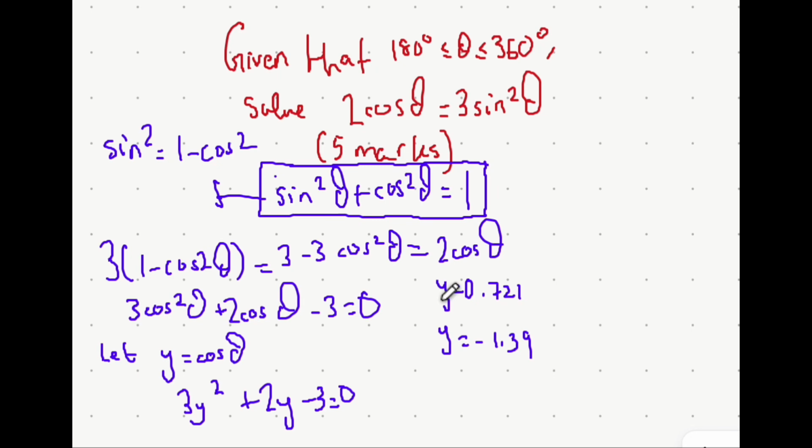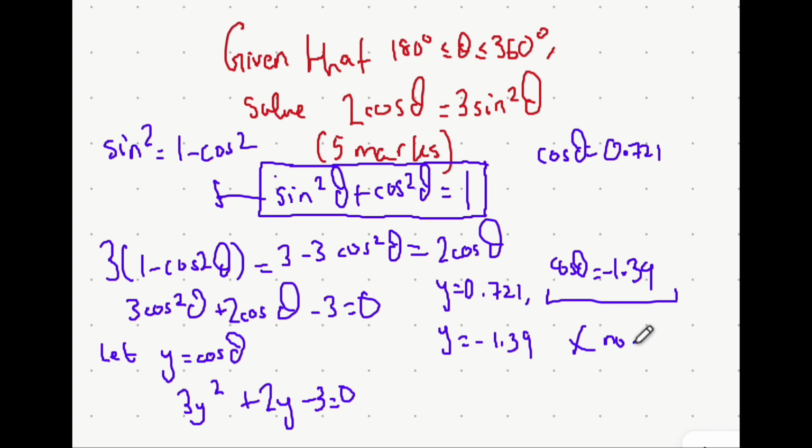Here is where we replace the y with cos theta again. And we say that cos theta could equal 0.721, or it could equal minus 1.39. You might have spotted something here, and if you did, that's brilliant, which is that cos theta has a maximum value of 1 and a minimum of minus 1. So this here won't have any solutions because it doesn't go below minus 1. So it doesn't make sense for this to have solutions. This is in the range of minus 1 to positive 1, so it does have solutions.